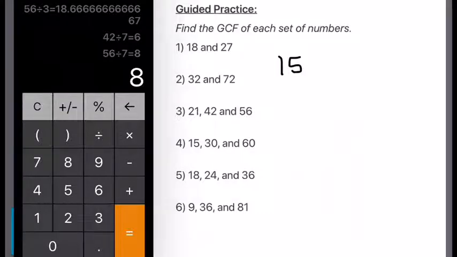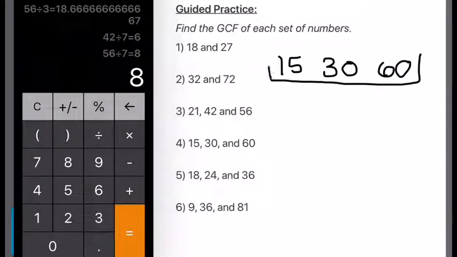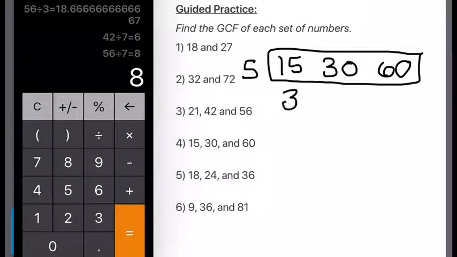Number 4 is also a little bit tricky, but not as tricky as number 3. You cannot divide all 3 numbers by 2, but all 3 numbers have a 5 or a 0 in the ones place. That means if you think about your divisibility rules, that all 3 numbers can be divided by 5. 15 divided by 5 is 3. 30 divided by 5 is 6. And 60 divided by 5 is 12.